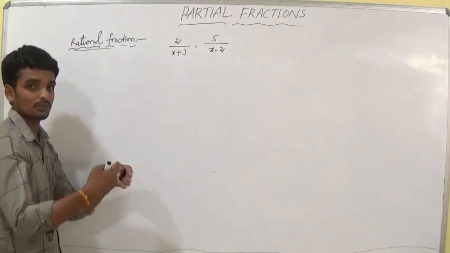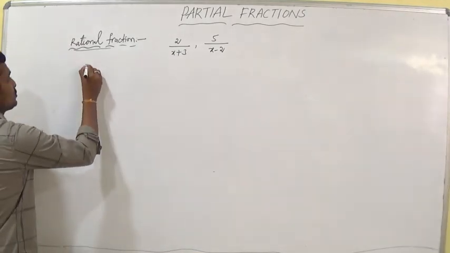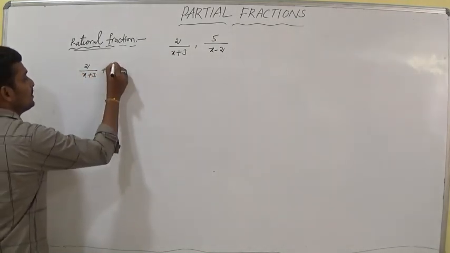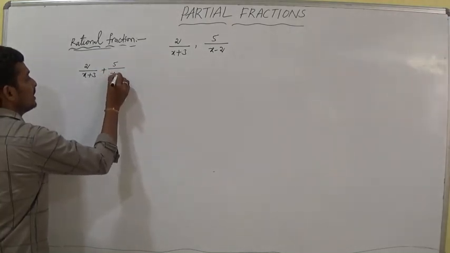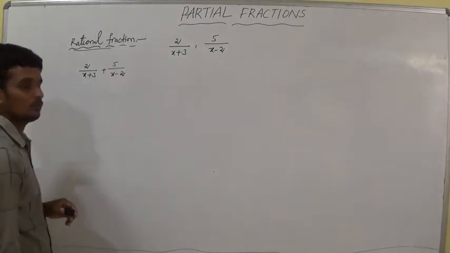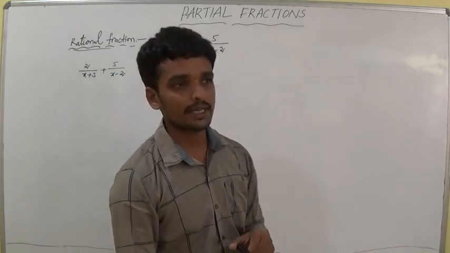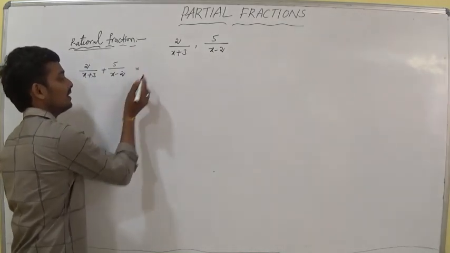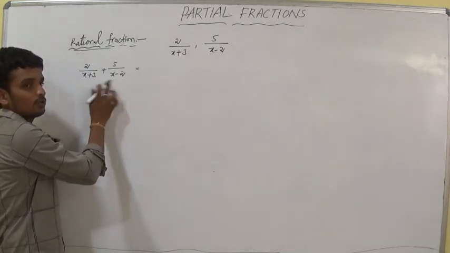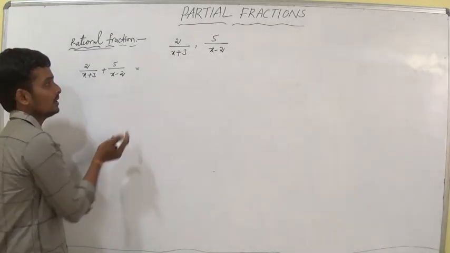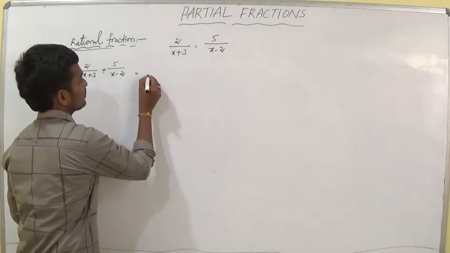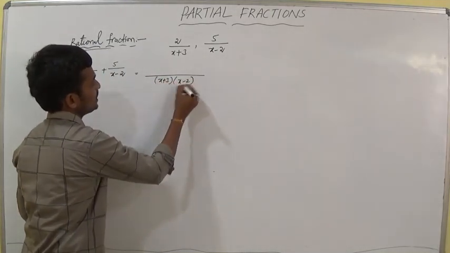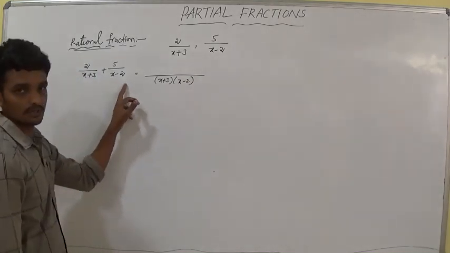First of all, I am adding these 2: 2 by x plus 3 plus 5 by x minus 2. Now I am adding these 2 fractions. So are you ready? What is the LCM? These are 2 different things, so their product is our LCM. So I am writing x plus 3 into x minus 2 is the LCM.